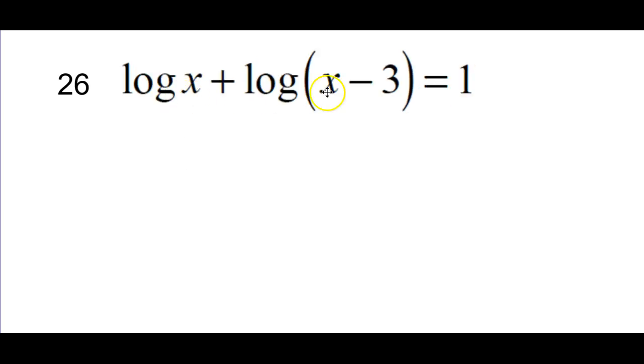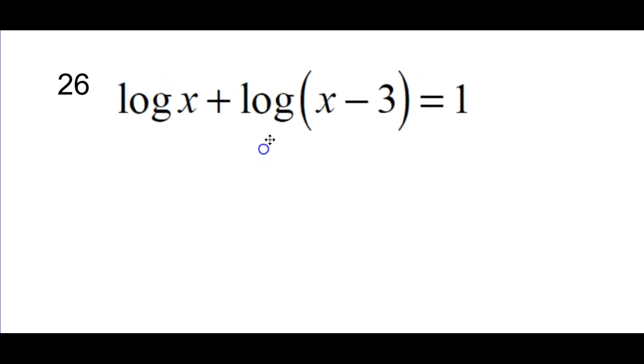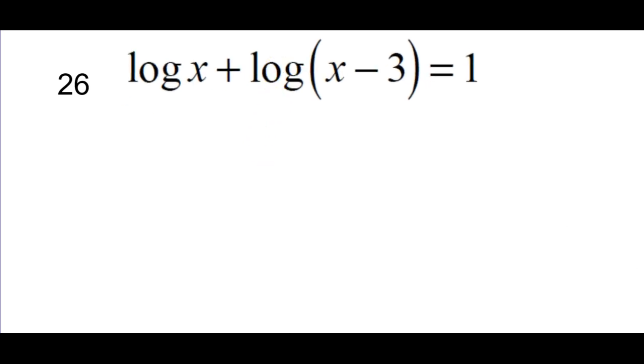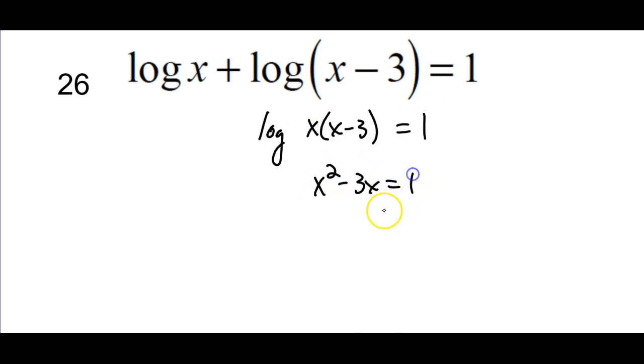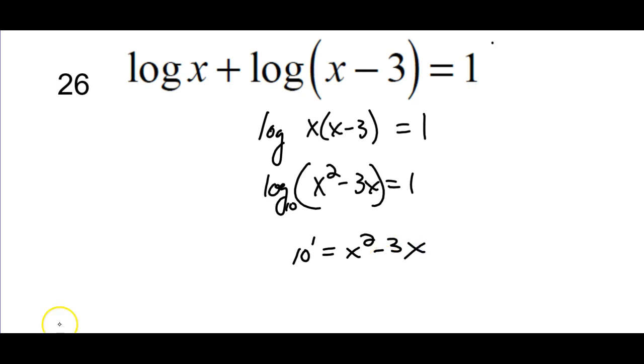So this one, once again, we're going to use log properties. This is log base 10. We're going to say the log base 10 of x times x minus 3 is equal to 1. So x squared minus 3x equals 1. Now remember, I don't have the log of 1 over here, so I can't just go through and set these two equal to each other. Don't do that. This is log base 10, so change it to exponential form. So it's like saying 10 to the first is equal to x squared minus 3x.